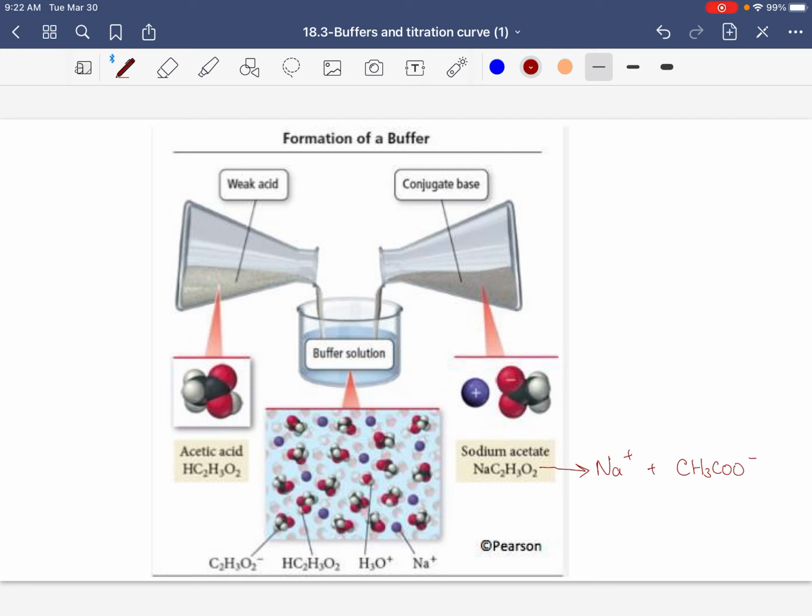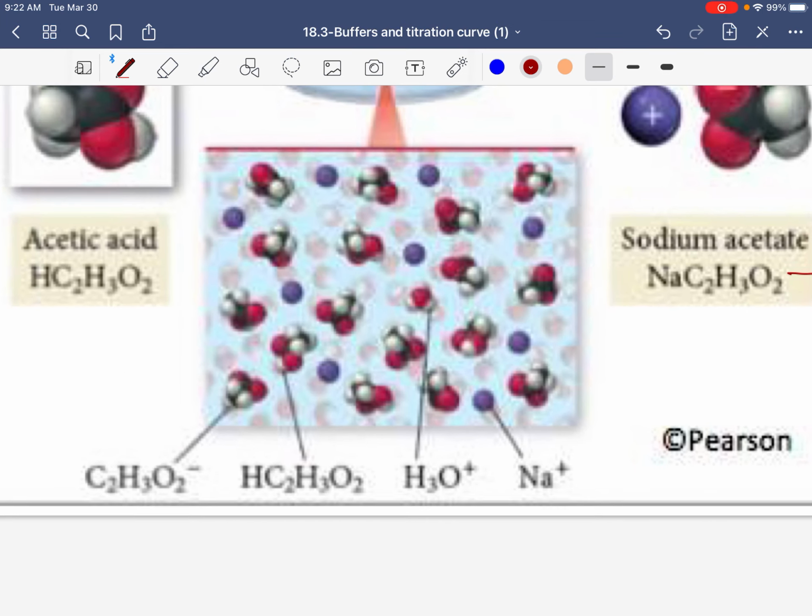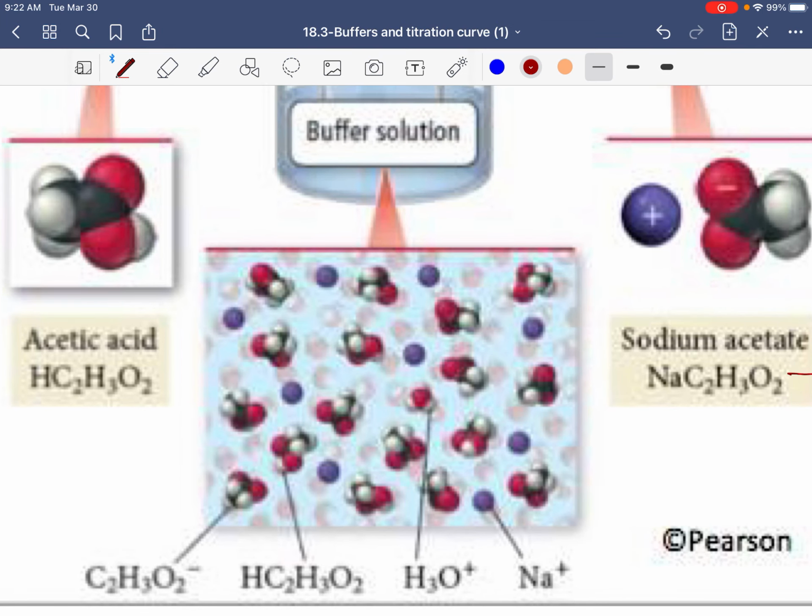Okay, so that's how you prepare your conjugate base to mix with a weak acid to make this buffer solution. And this is what's inside the buffer solution. So inside the solution, you'll have obviously acetate, which we saw here. Okay, you'll have some acetic acid that is undissociated because remember, these are weak acids.